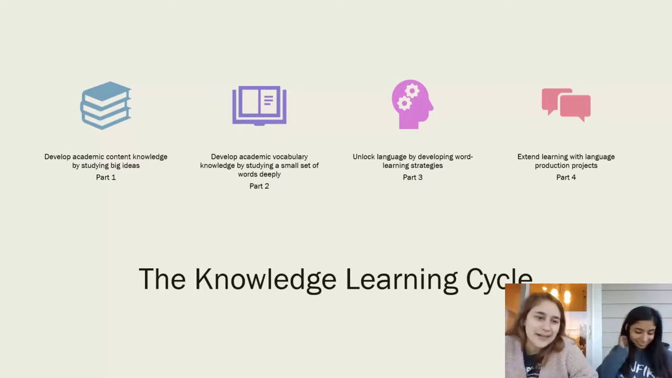So there's 4 parts. Part 1 is developing academic content knowledge by studying big ideas. Part 2, developing academic vocabulary knowledge by studying a small set of vocabulary words deeply. Part 3, unlock language by developing word learning strategies. And part 4 is extend learning with language production projects.